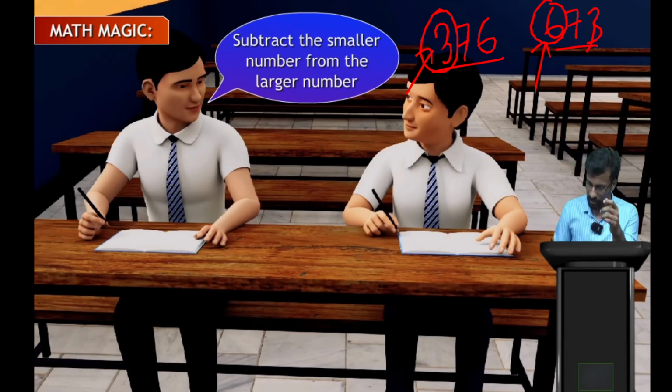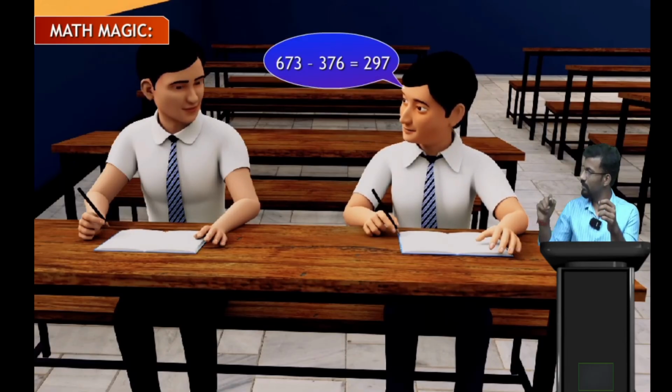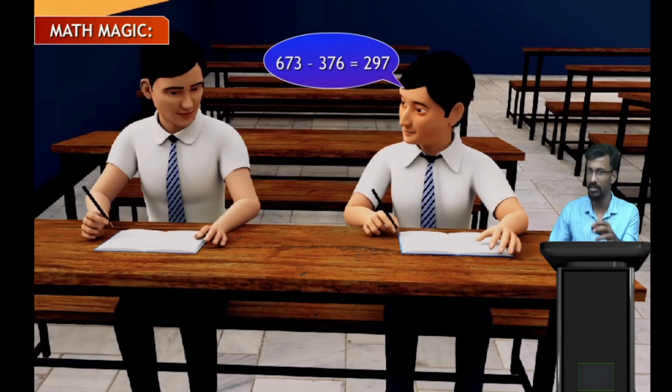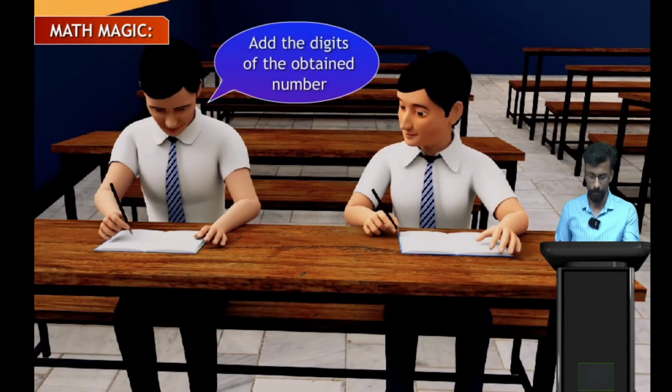So that's our step. Look, 673 minus 376. When we apply the operation, we get 297. That's our result: highest number minus lowest number. So we got 297.